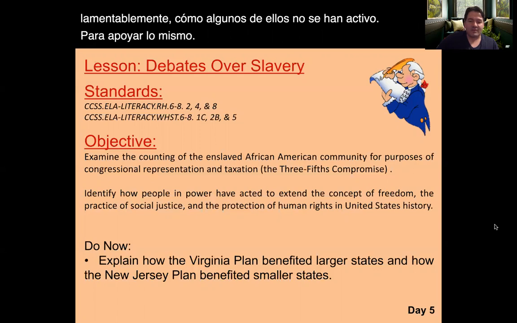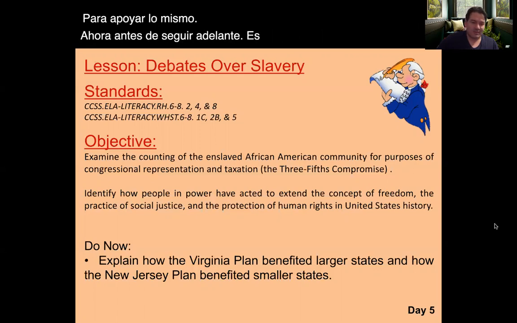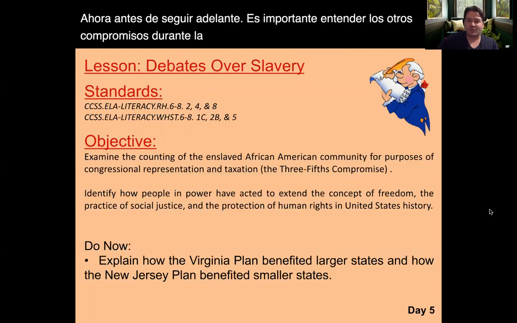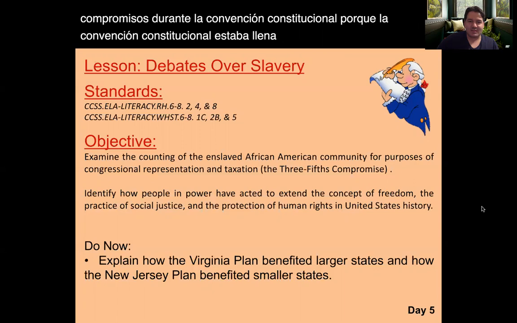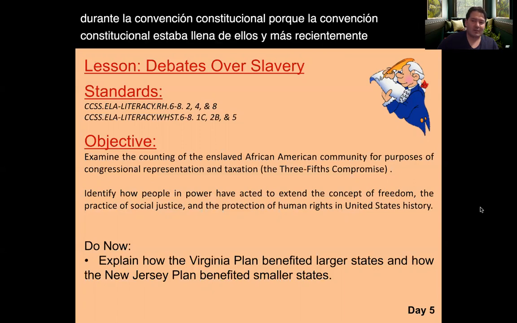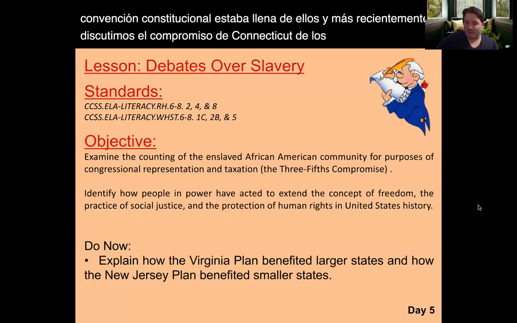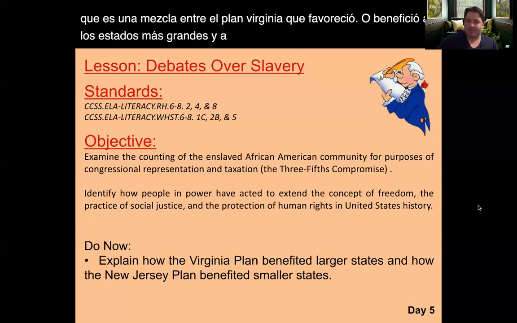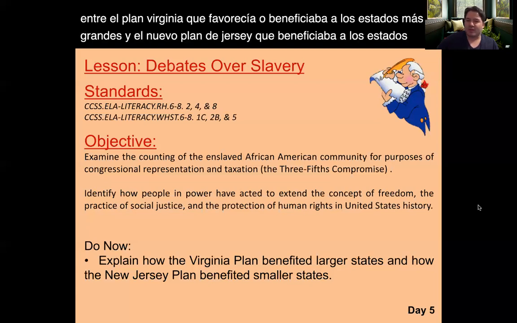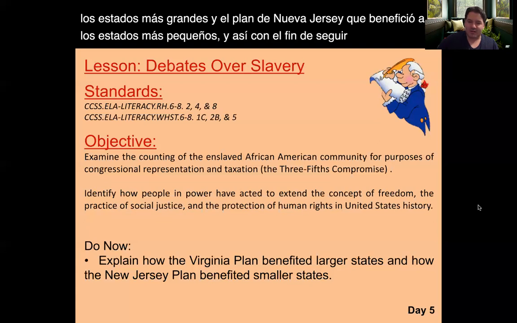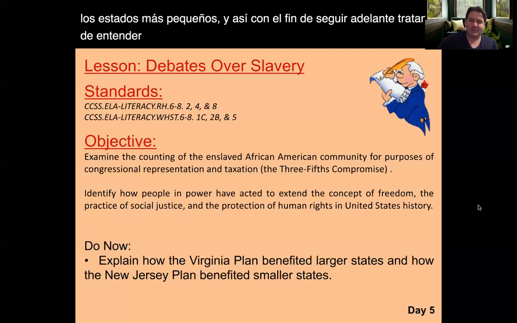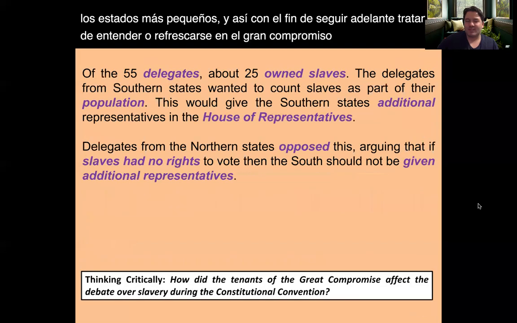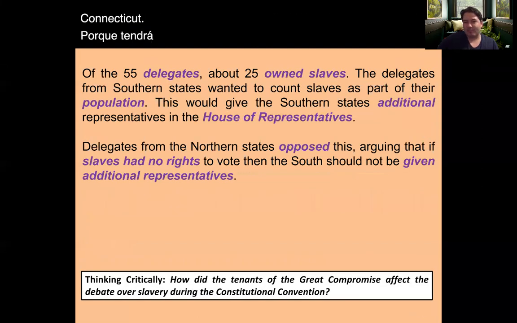Before moving forward, it's important to understand the other compromises during the Constitutional Convention, because the Constitutional Convention was full of them. Most recently, we discussed the Connecticut Compromise, or the Great Compromise, which was a mix between the Virginia Plan that benefited larger states and the New Jersey Plan that benefited smaller states. So in order to move forward, try to understand or refresh yourself on the Great Compromise, because it will have implications in this concept as well.